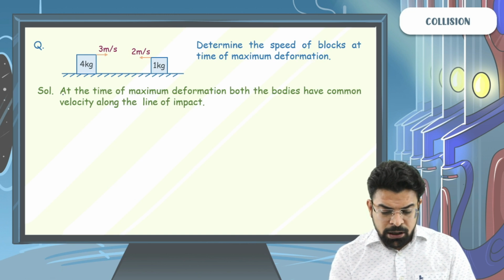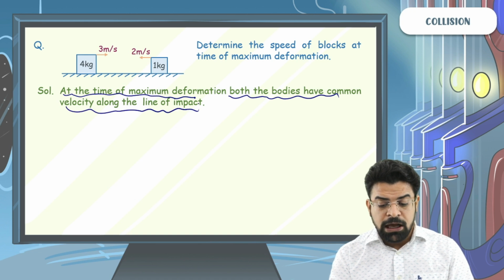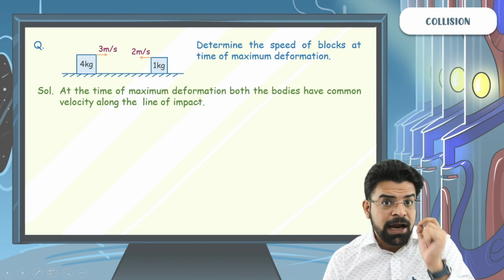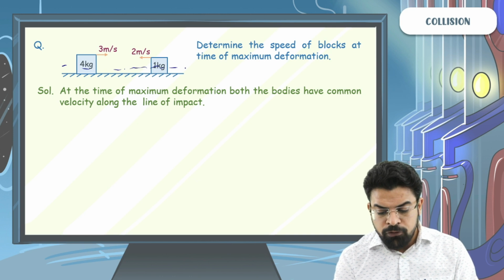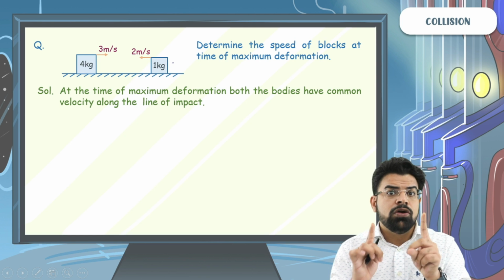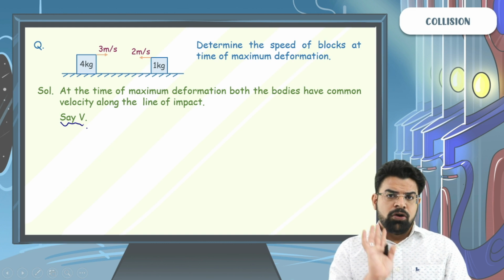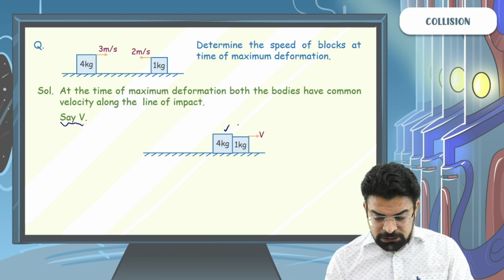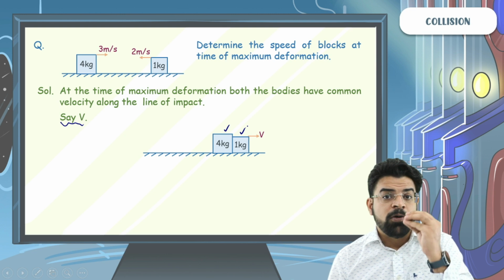So we can say at the time of maximum deformation, both the bodies have common velocity along the line of impact. Line of impact is the line along which the forces act during the collision. So let's say this is our line of impact, the horizontal line. Along this horizontal line, the forces will act during the collision. So let's say both the bodies have a common velocity v at the time of maximum deformation.